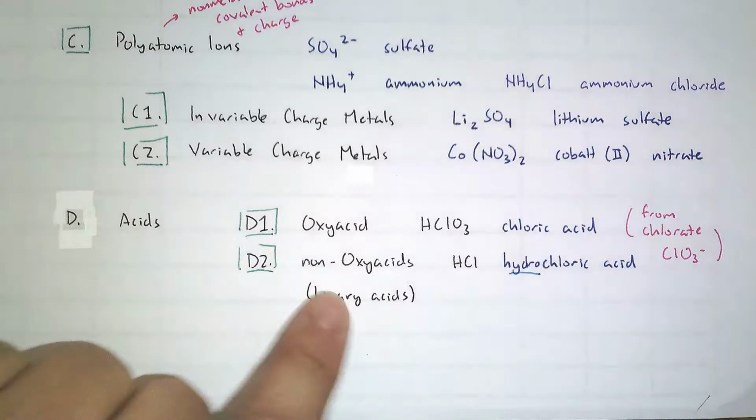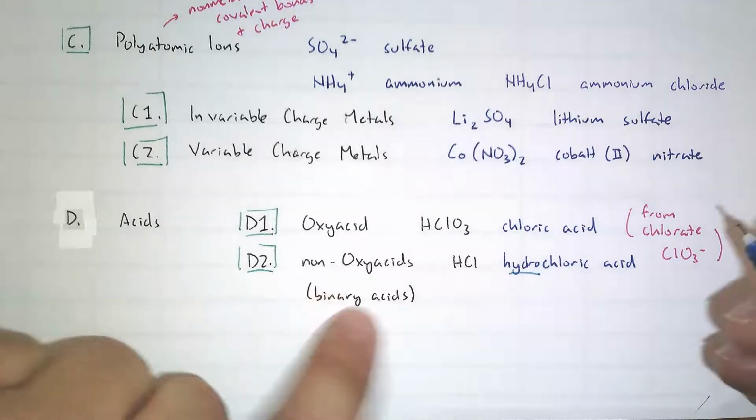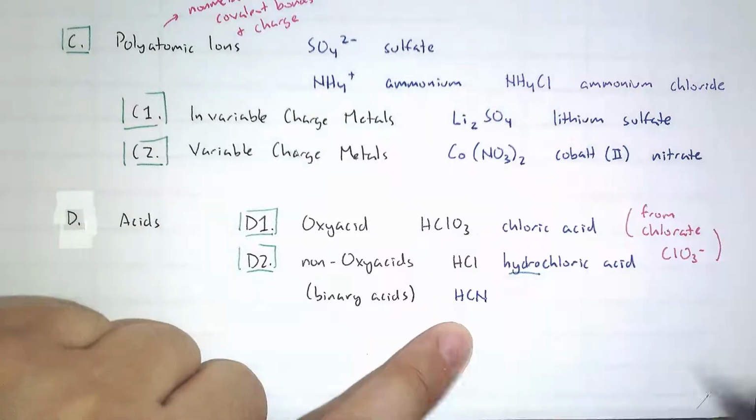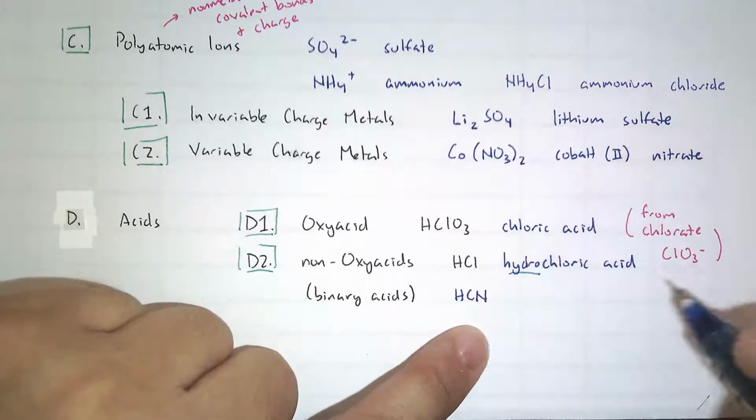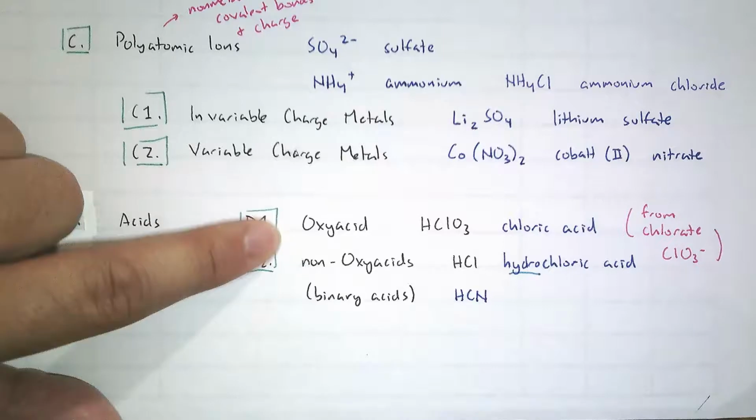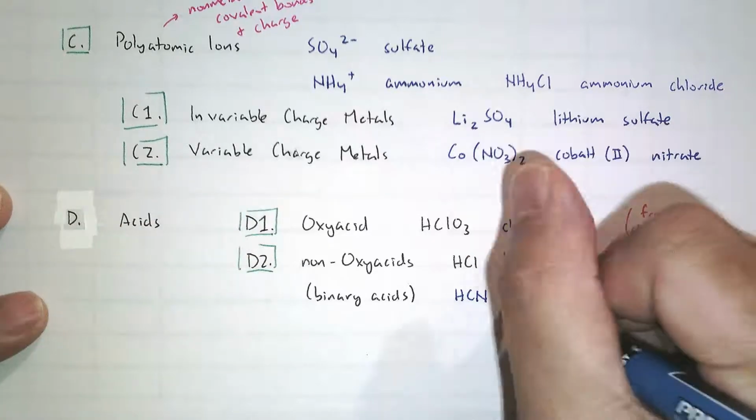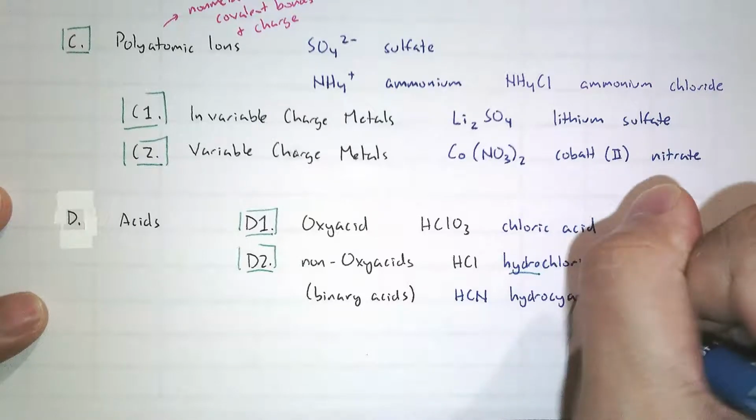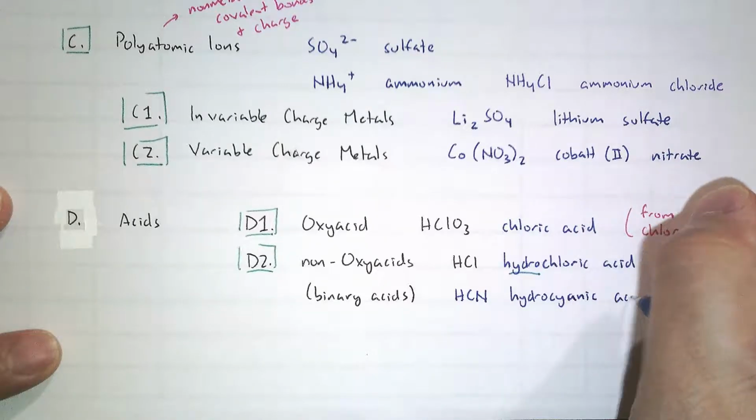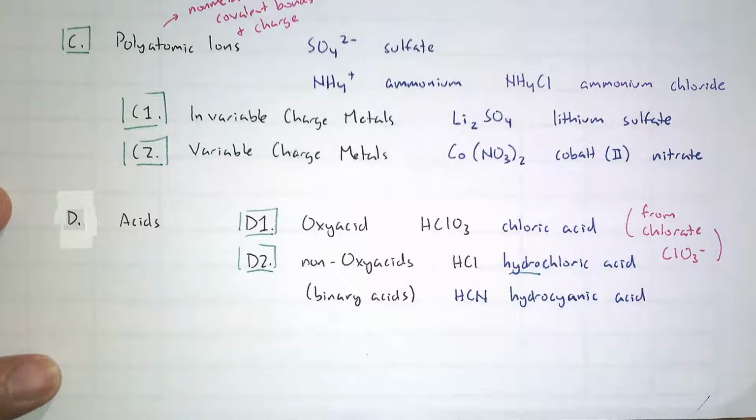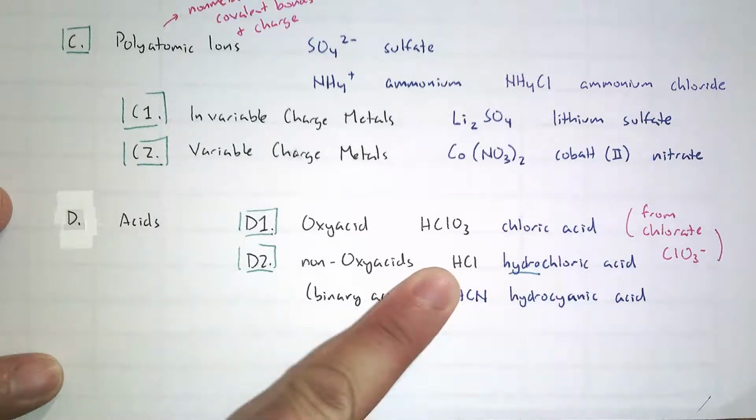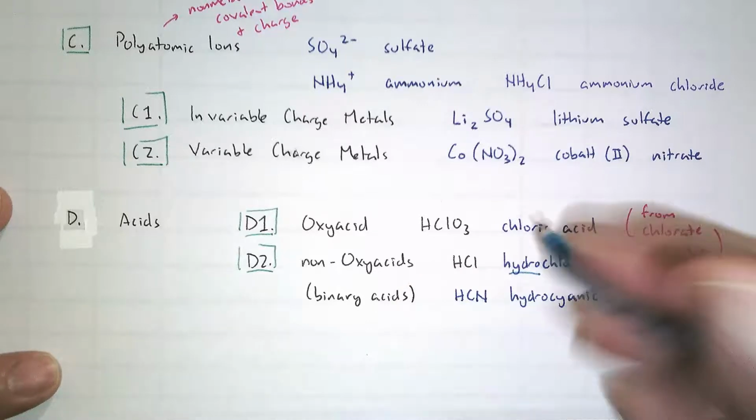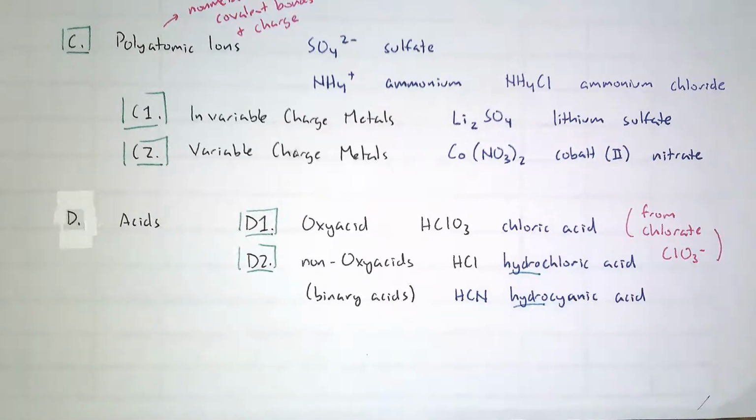One non-oxyacid that's not binary, that actually has three different elements, is HCN, and that's called hydro, because it's still not an oxyacid. So we are going to use the prefix hydro, cyanic acid. It comes from the polyatomic ion cyanide. But the main point is that you have to put hydro.